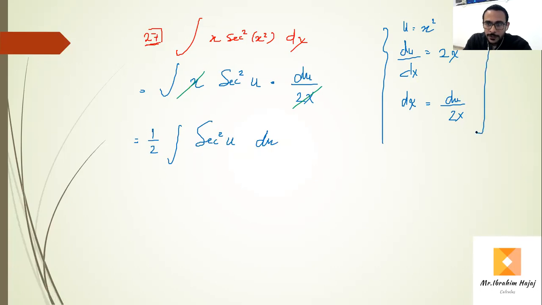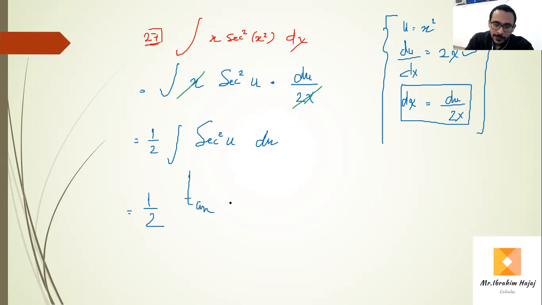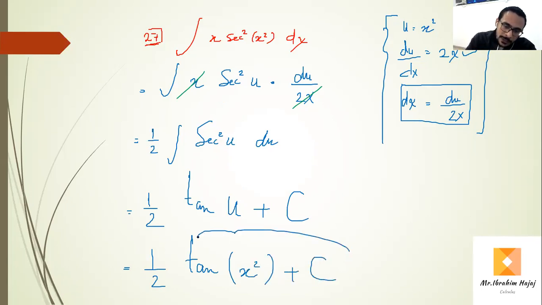We have to use the u substitution method. We take u as x squared. Its derivative is 2x. Find dx only: du over 2x. Cancel out the x's, and the half is a constant. Now one half times the integral of sec squared u, which is tan u, plus c. Finally, we substitute u with x squared: one half tan x squared plus c. It's really good.